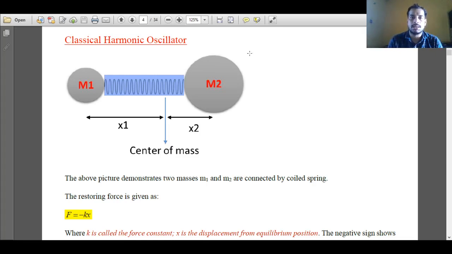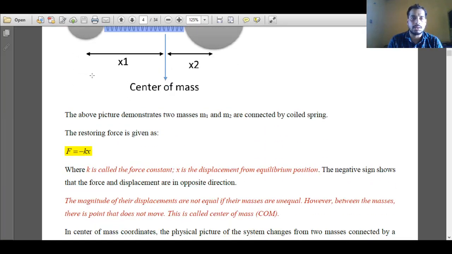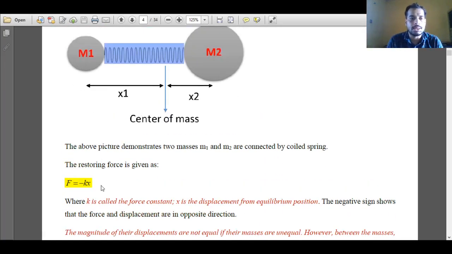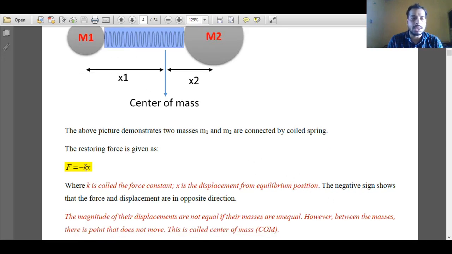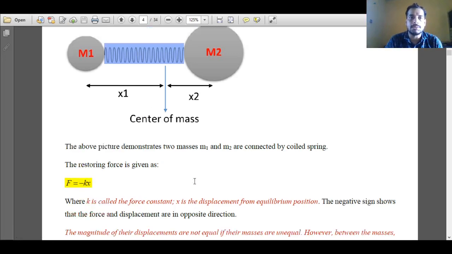So what it means is that the displacement and the force of the spring act in opposite directions. From our classical physics knowledge, we can say that the restoring force of the spring is given as minus kx. What is k? k is called the force constant of the spring, and x is the displacement from the equilibrium position. m1 and m2 are two different masses. Why is this force associated with a negative sign? Because the force and displacement are in opposite directions. If the displacement is towards the positive x direction, the force will be acting towards the negative x direction, as in this right hand side and left hand side example.